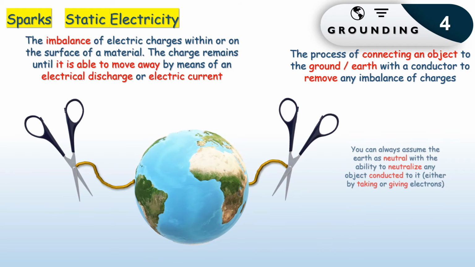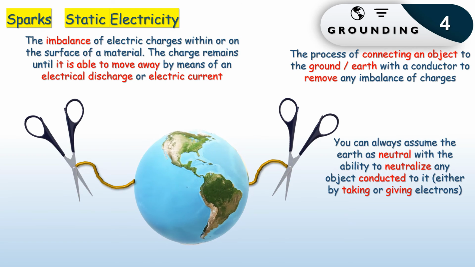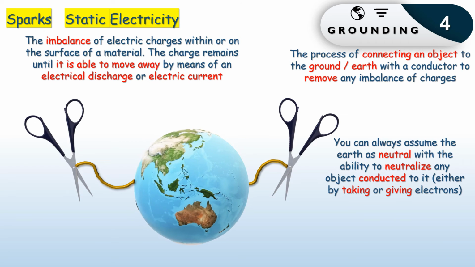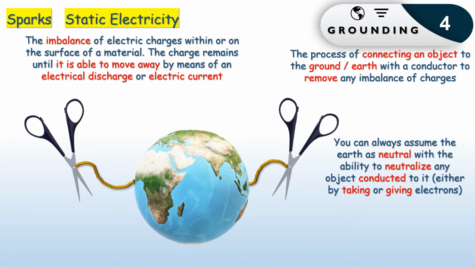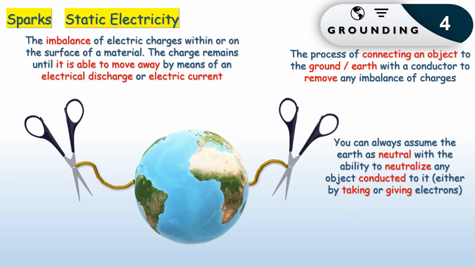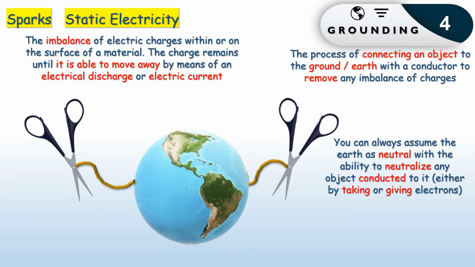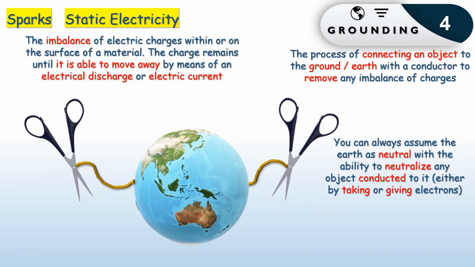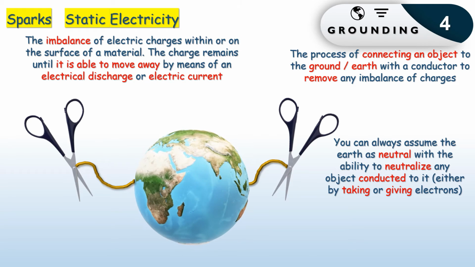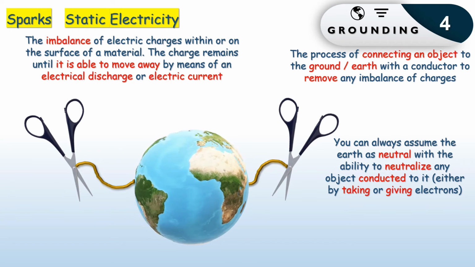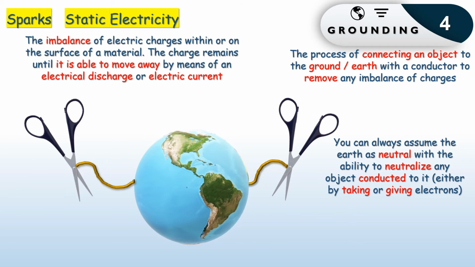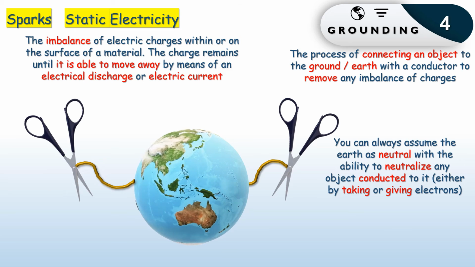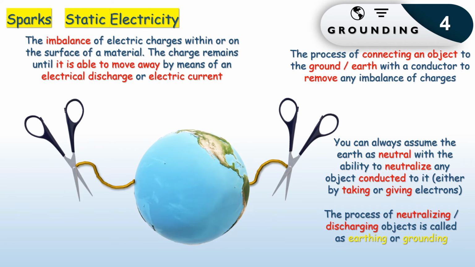You can always assume the Earth as neutral, with the ability to neutralize any object connected to it, either by taking or giving electrons. So if you connect a positively charged object to the Earth, then this positively charged object will take electrons so that it balances out, while if you connect a negatively charged one, then those negative charges will keep on repelling each other until they reach the Earth. This is grounding, or sometimes called earthing.